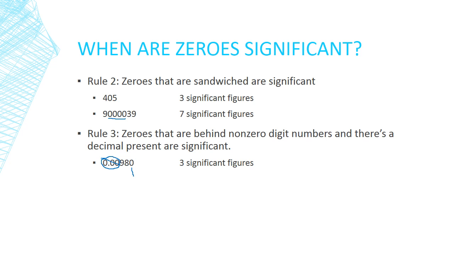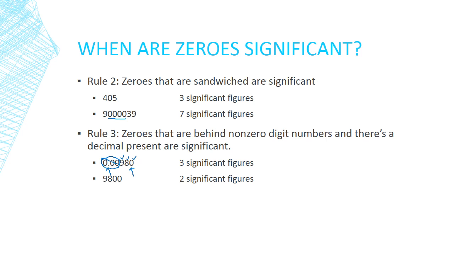This 0 is behind a non-zero digit, the 9 and the 8, and there's a decimal. So that means the 9, the 8, and the 0 are significant, these last 3. So there's 3 sig figs.